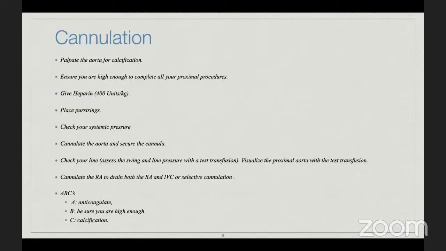So for the next step, cannulation, we'll go through the steps thoroughly. First, you have to palpate your aorta for any calcification, not only at the cannulation site, but throughout the whole ascending aorta. You have to ensure that you are high enough to complete all the proximal procedure, including aortotomy or proximal anastomosis. You need to ensure you are anticoagulated properly. Place your purse string, check the systemic pressure. At the time of cannulation, you need to be lower than 70 for systolic blood pressure. Cannulate the aorta and secure your cannula.